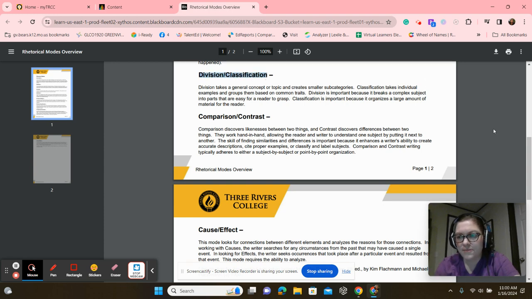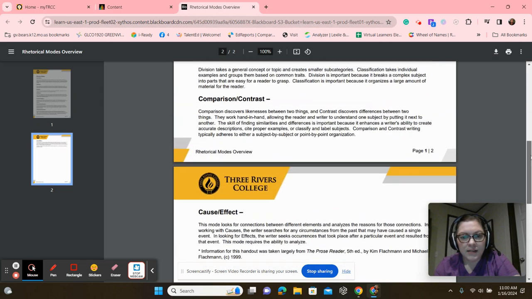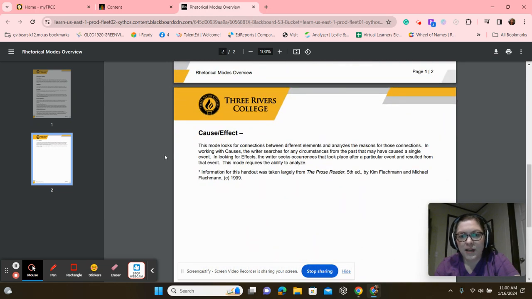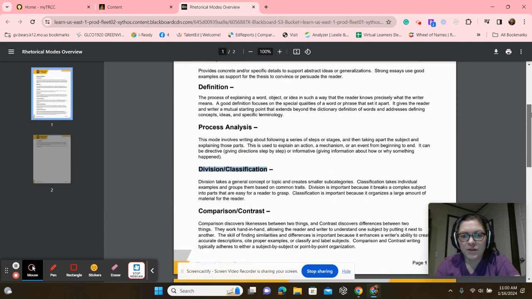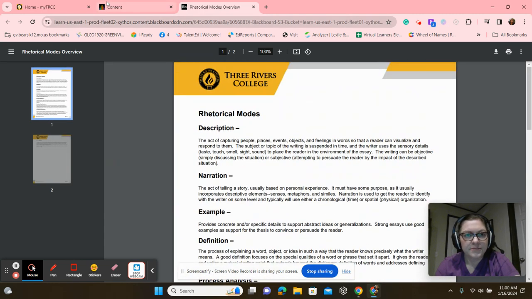But just anytime you're taking a broad idea and then breaking it into specific categories, that's going to be considered division classification. And then cause and effect would be when you are writing about an event that has happened and the things that have caused it. So, for instance, what has caused an increase in peanut allergies in children, or what are the effects of screen time on adolescents. So, anytime you are writing about things that you are saying cause something else to occur, that would be cause and effect. And you can read more about those in this handout.